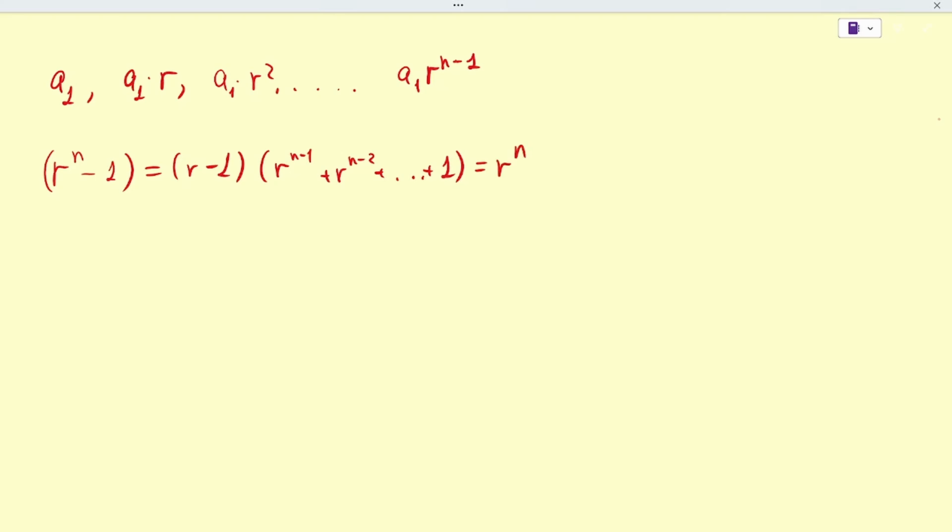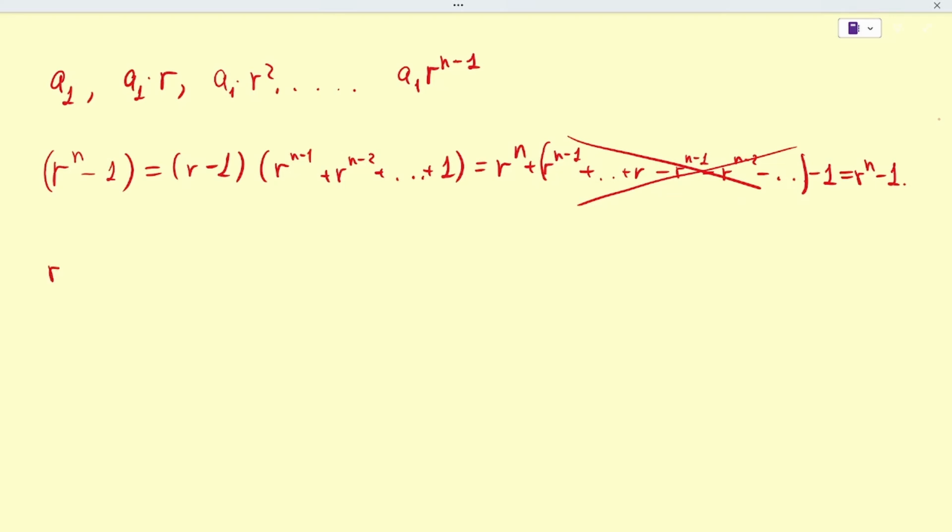We will get r to the n plus r to the n minus 1, all the way up to r, and then minus r to the n minus 1, plus minus once again r to the n minus 2, and so on. And the final term will be minus 1. We can easily see that all these terms except the first one and last one will cross out each other, and we are left with r to the n minus 1.